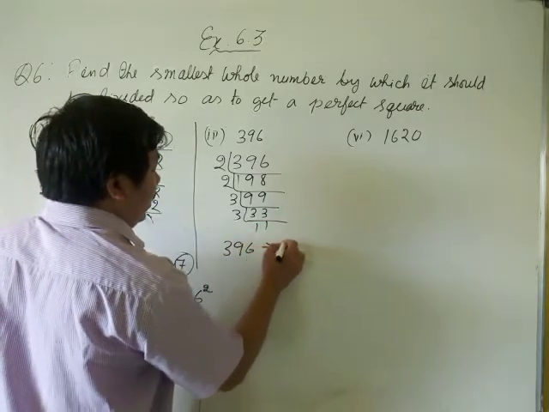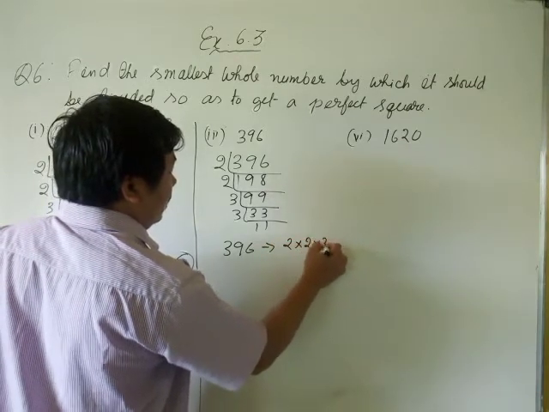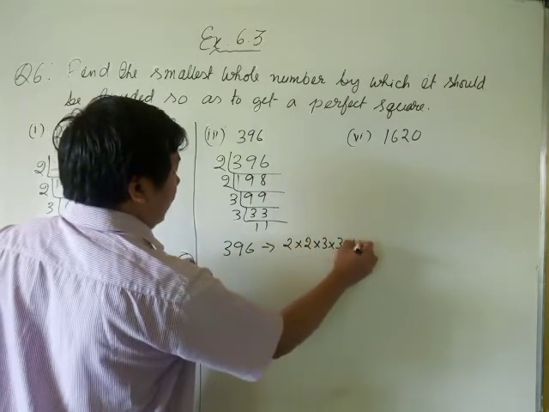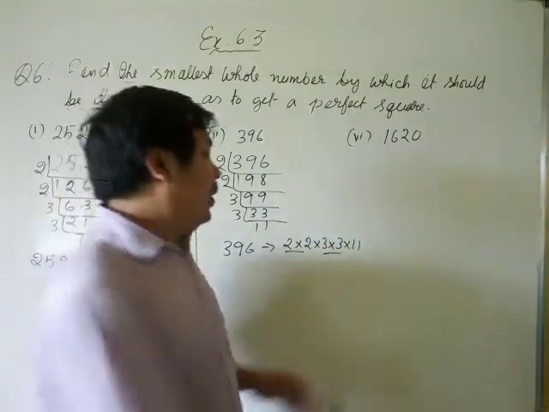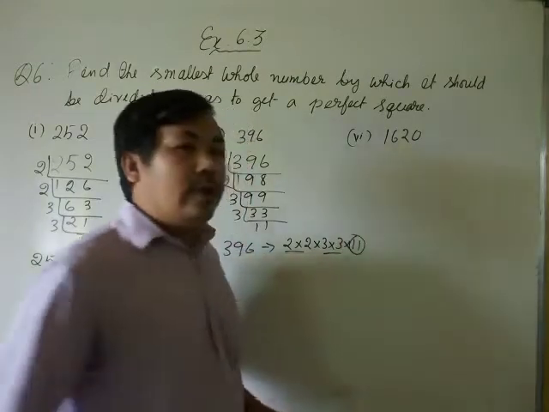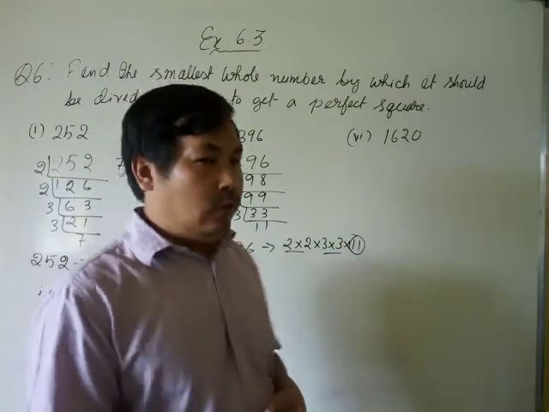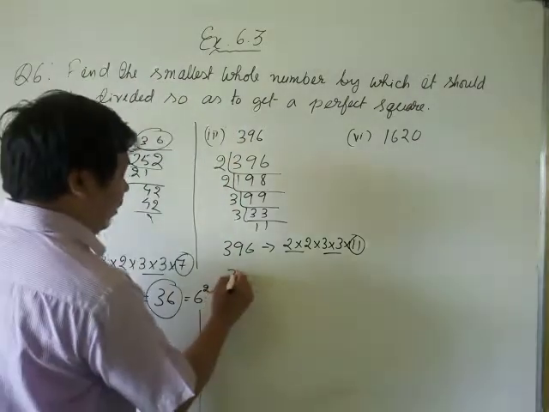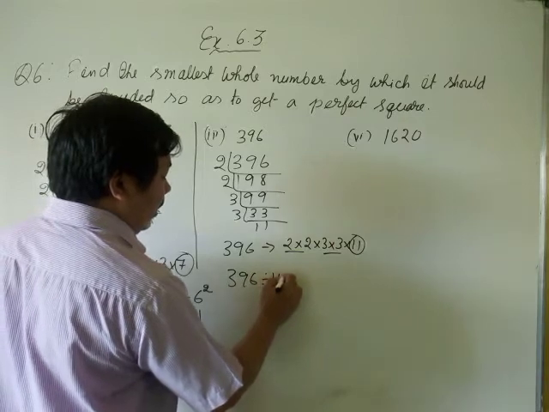Now we write 396 as the product of its prime factors. The 2s can be paired, the 3s can be paired, and 11 is left unpaired. One unpaired number is there, isn't it? So 11 is the number by which you divide, and then you will get a perfect square.